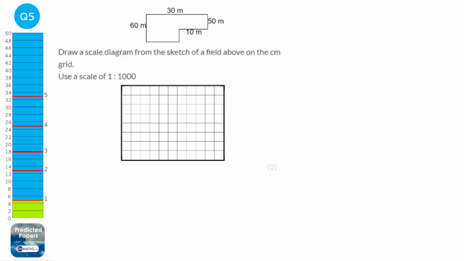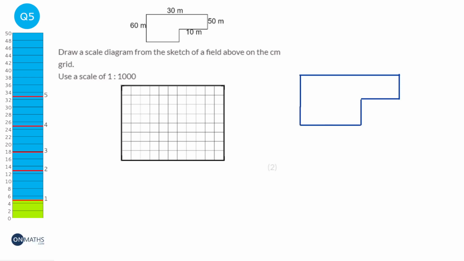First thing I'm going to do is just copy down this diagram to the side here, just so we can kind of see what's going on a little bit more. Just extend this a bit. Okay, so the first thing I'm going to do is convert the measurements here into centimetres.